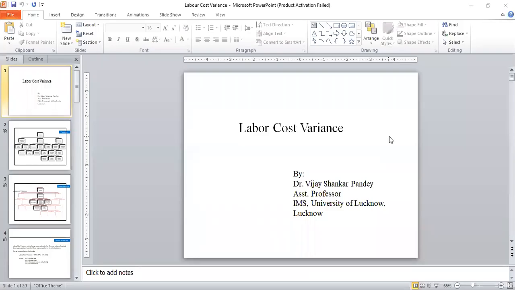Hello friend, today I am discussing the labor cost variance. That is part of the overall cost variance, in which we have three components. First one is the material cost variance. Second one, which I am discussing today, is the labor cost variance, and the next one we will discuss in another slide, that is the overhead cost variance.